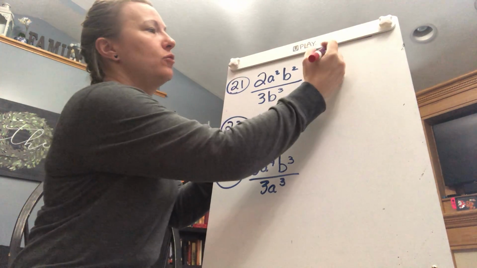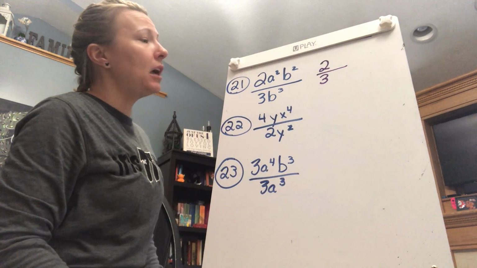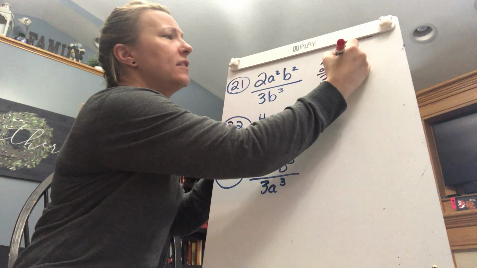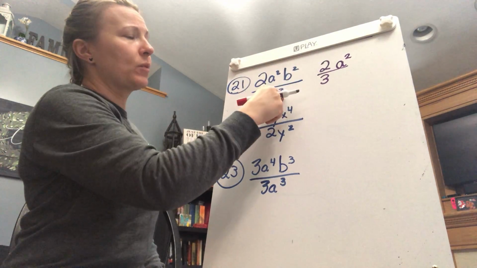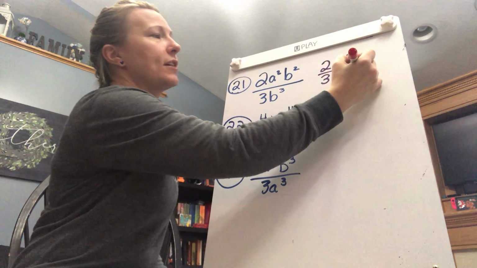We've got 2 and 3. They do not reduce, so I put a 2 on the top and I put a 3 on the bottom. I've only got one A. There's nothing to subtract, so that leaves me with A squared on the top. And then I've got 2 B's and 3 B's. More B's are on the bottom, and if I have 3 and I take away 2, I just have 1 left.